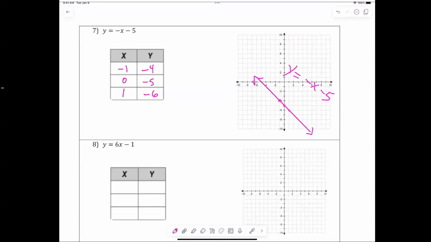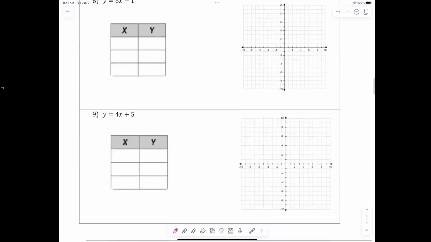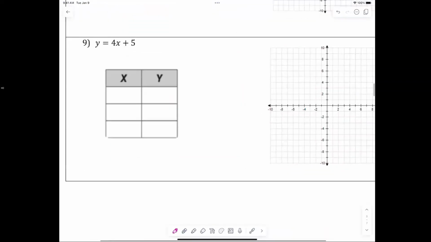Yes. All right, finally. All right, anybody have any questions with number 7? Anybody have any questions with number 7? Boys, anybody have any questions with 7? All right, let's knock out 9. Here we go. What numbers am I choosing for 9?